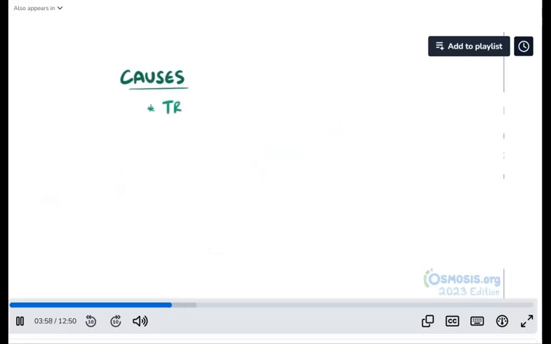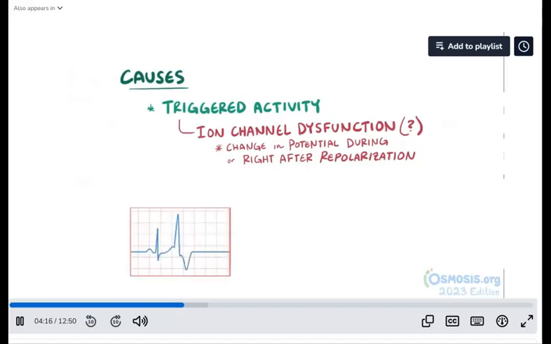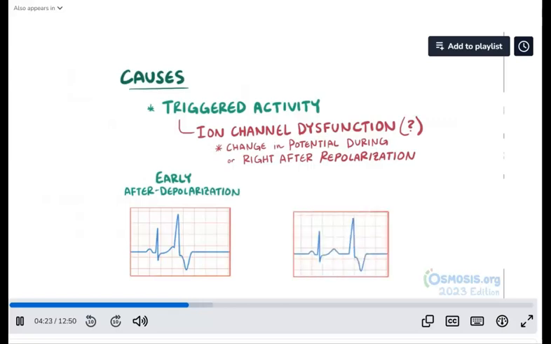Ectopic beats can also have triggered activity, which is where cells depolarize early. The exact mechanism here is unclear, but it might be due to an ion channel dysfunction that leads to an unexpected change in the membrane potential during or right after repolarization. When a cell depolarization happens during ventricular repolarization, it's called an early afterdepolarization, and if it happens after repolarization is finished, it's called a delayed afterdepolarization.